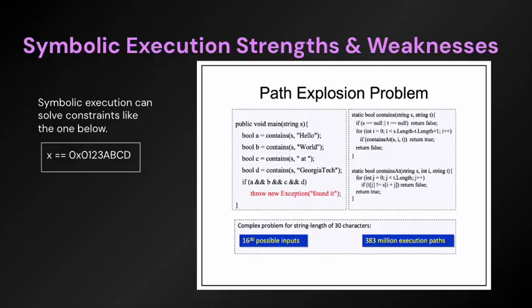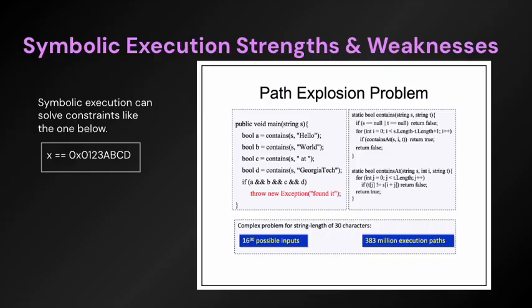But symbolic execution has its own major problem. It quickly encounters path explosion. Every conditional branch creates multiple possible execution paths. For large programs, the number of possible paths grows exponentially. For example, if a program has many nested conditions, the number of paths can become enormous. The paper gives an example where exploring all paths could require analyzing hundreds of millions of execution paths. So symbolic execution becomes extremely slow and impractical for large applications.